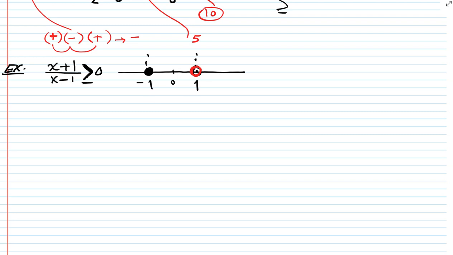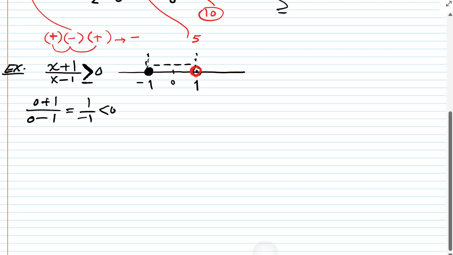Okay, so I'm going to pick 0. 0 plus 1 over 0 minus 1 gives me 1 over -1, negative. And that tells me no matter who picks what between -1 and 1, we will all get negative fractions. The numbers will be different, but we all get negative values.